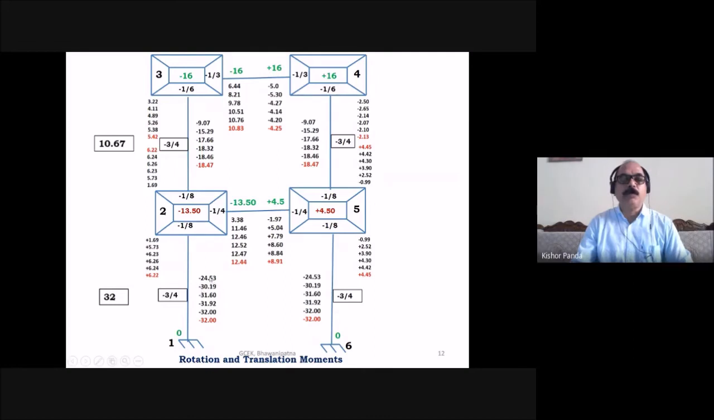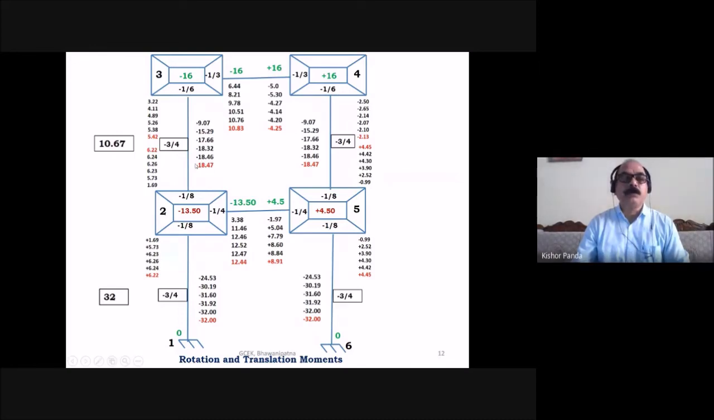You have to start from here and go downward. From the first translation moment, you go downward. Then after the second cycle, you have to go for third, fourth, fifth, sixth. When you get approximately the same value, then you have to stop the cycle. And that last reading you have to consider as the rotational moment and the translation moment.